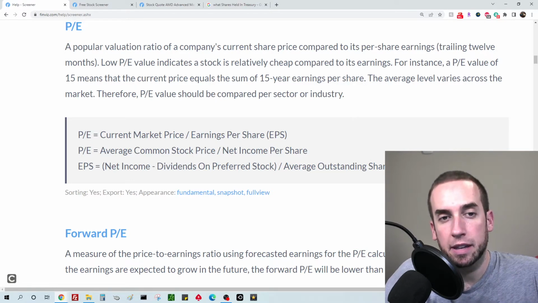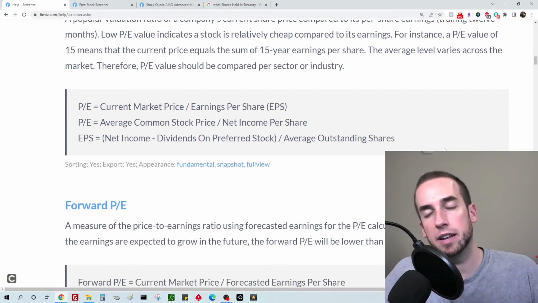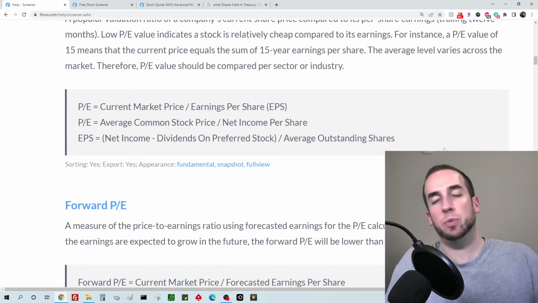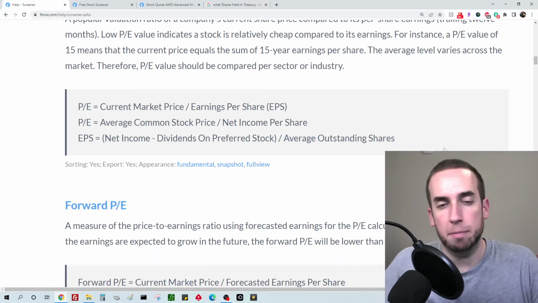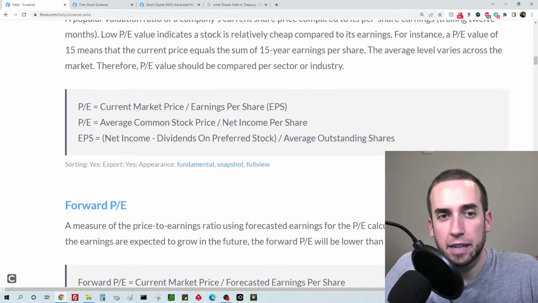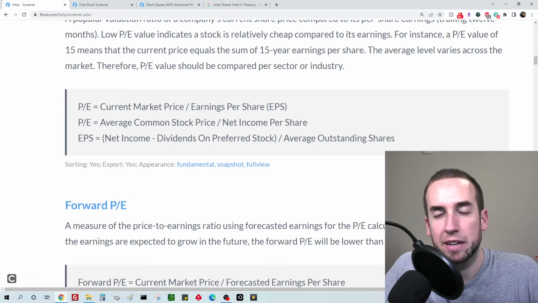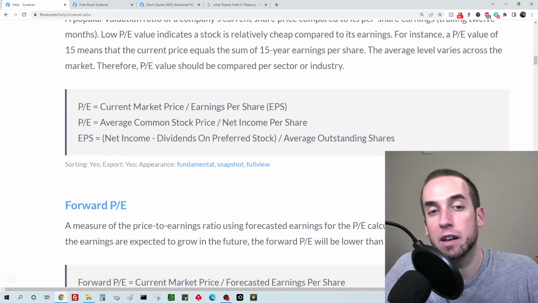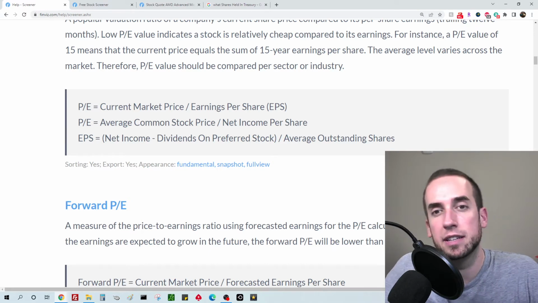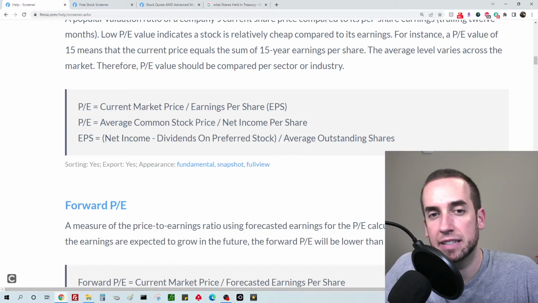So PE equals current, and this is in another box on the Finviz help site. So we have PE equals current market price divided by earnings per share. PE equals average common stock price divided by net income per share, and EPS, earnings per share, is (net income minus dividends on preferred stock) divided by average outstanding shares.